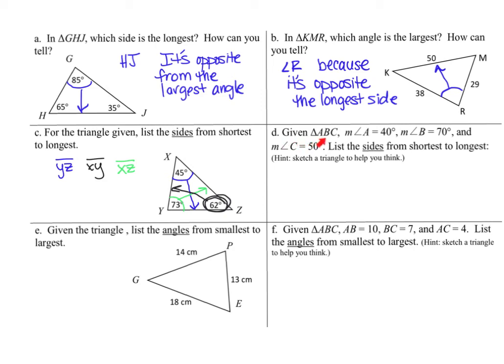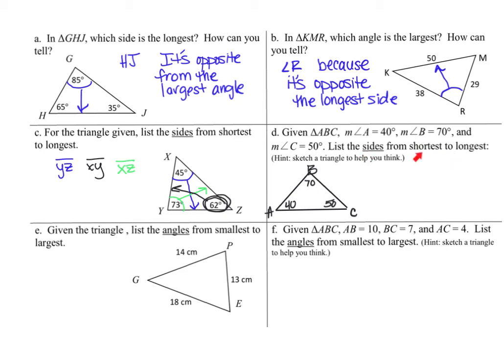Given triangle ABC, measurement of angle A is 40 degrees, measurement of angle B is 70 degrees, and measurement of angle C is 50 degrees. List the sides from shortest to longest. I am definitely going to draw a picture of this one. Okay, now that I have my picture, we're going to list the sides from shortest to longest.